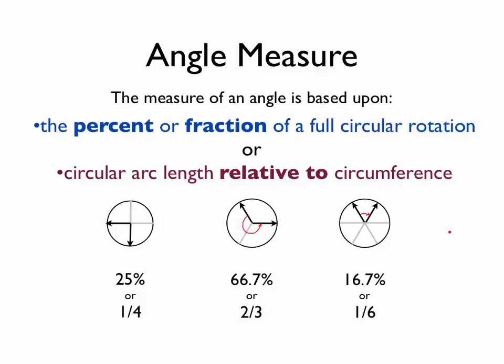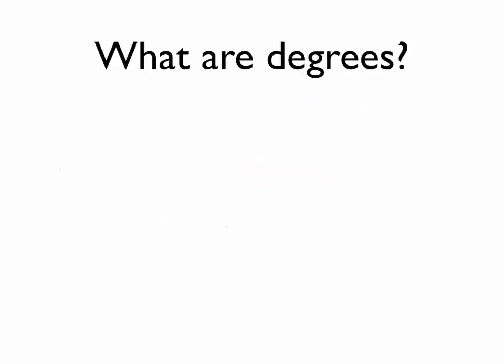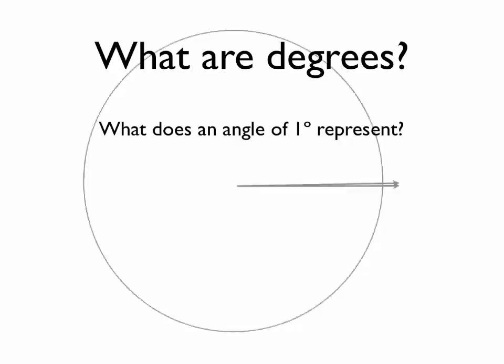There are different units for measuring angles, but no matter what unit you use, the foundation of our measurement is going to be this: what percent of a circle do the angles cut off? Now that gives us a means of talking about degrees. So let's talk about degrees. What are degrees? What does an angle of 1 degree represent?